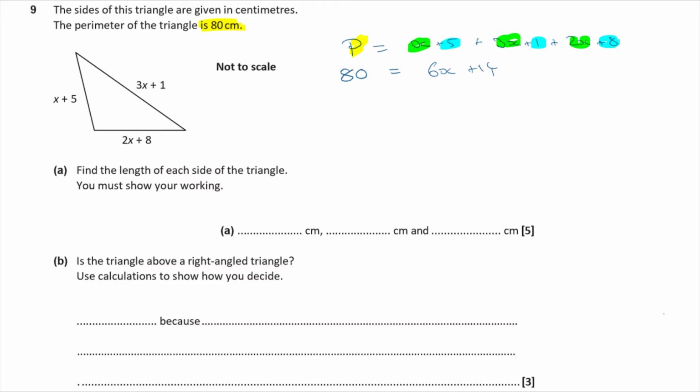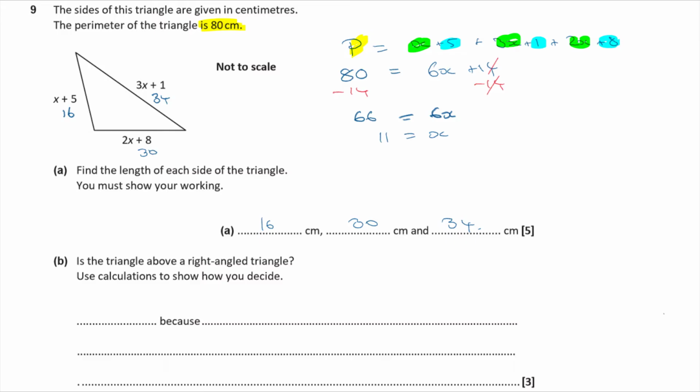So taking 14 away from both sides, that leaves me with 6x is equal to 66. And then dividing through by 6, I'm going to get x is equal to 11. That's not really the answer though, but that allows us to find all the others, because if x is 11, then x plus 5 is 16, 3x would be 33 plus 1 is 34, and 2x would be 22 plus 8 is 30. So just double check, 30, 34, 64, and 16 is indeed 80. So that seems to work out. So there are my three sides: 16, 30, 34.